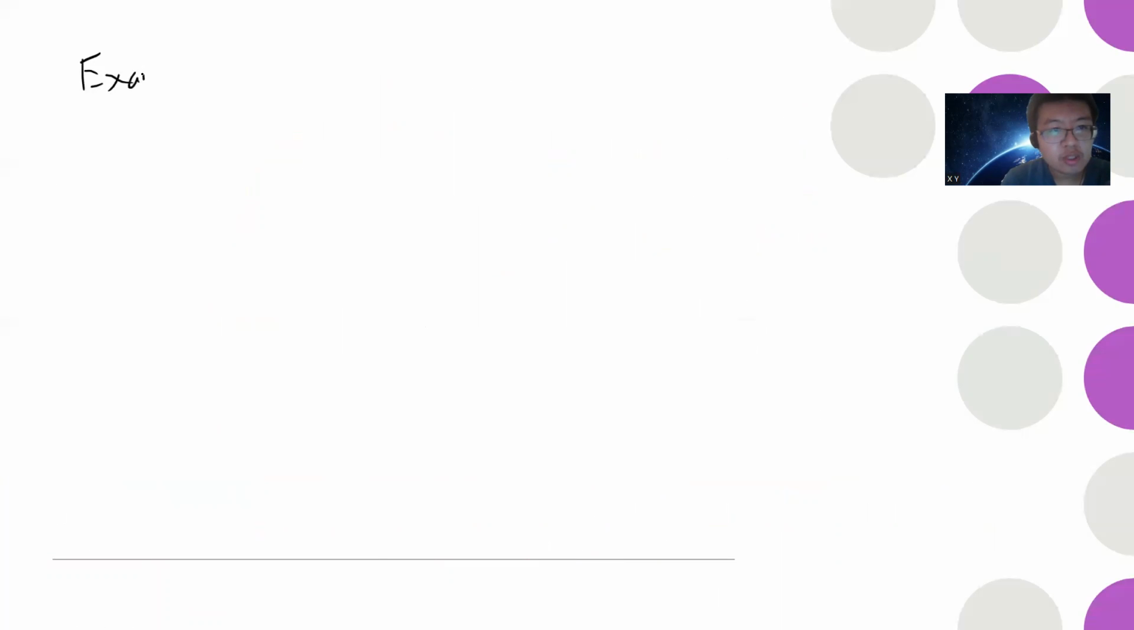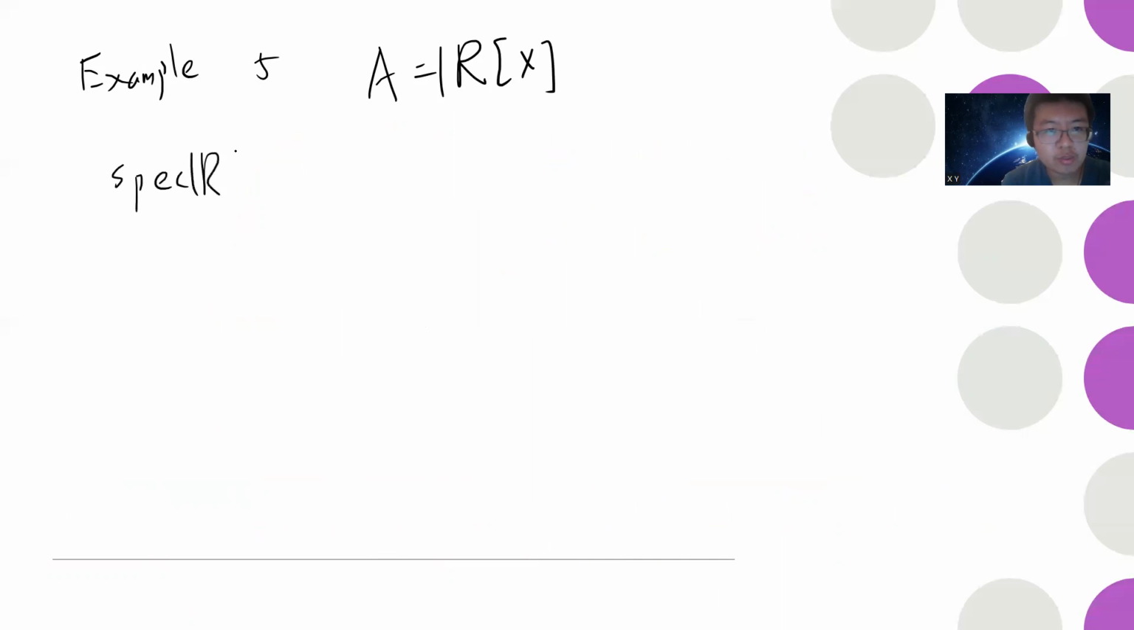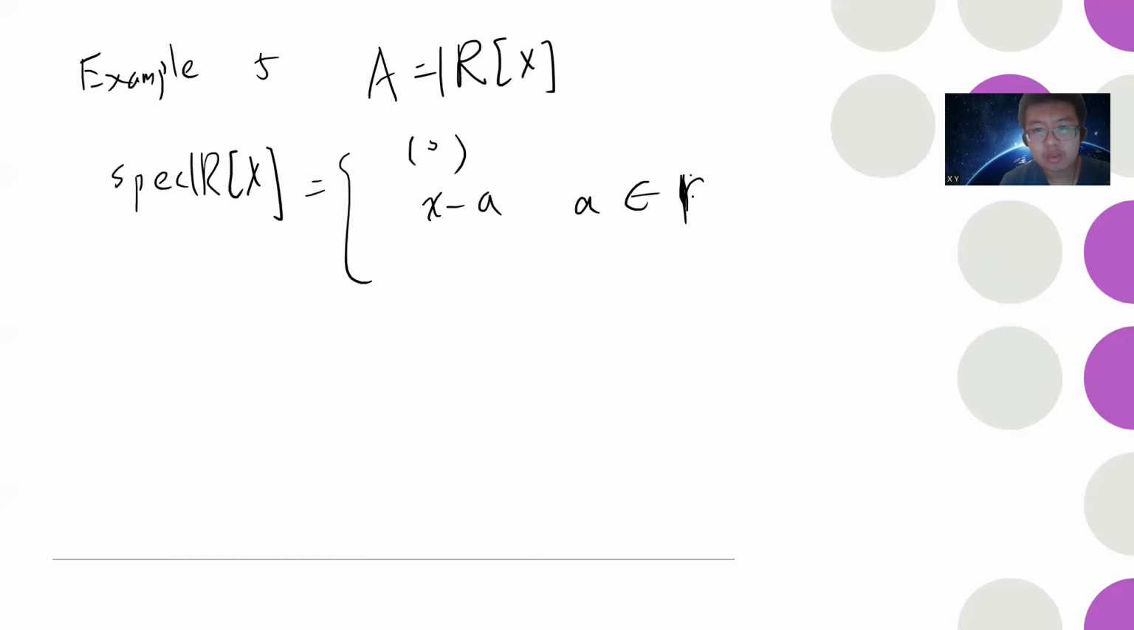In example 5, you can take the ring to be R[x], with real coefficients, and define Spec R[x]. I think everyone knows this. These are the irreducible polynomials in R[x]. So it's either 0, or x minus a, where a is some real number, or x squared plus ax plus b if there are no real roots. So this is the quadratic.